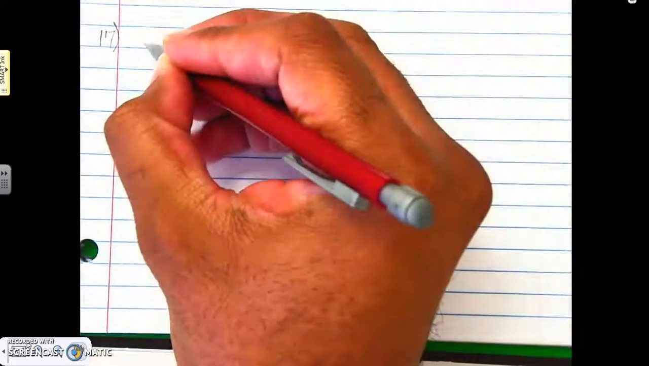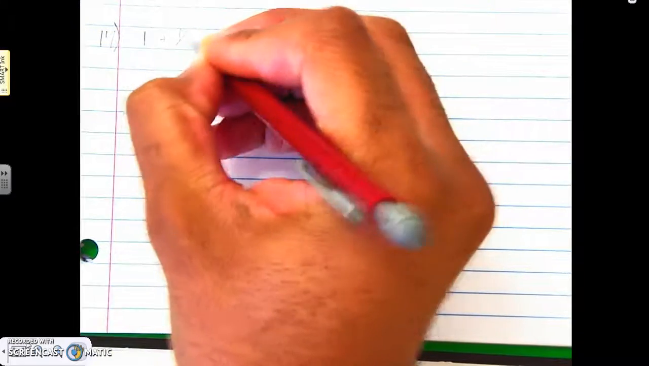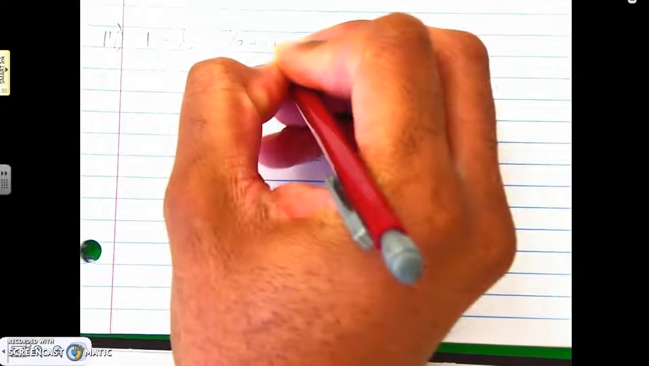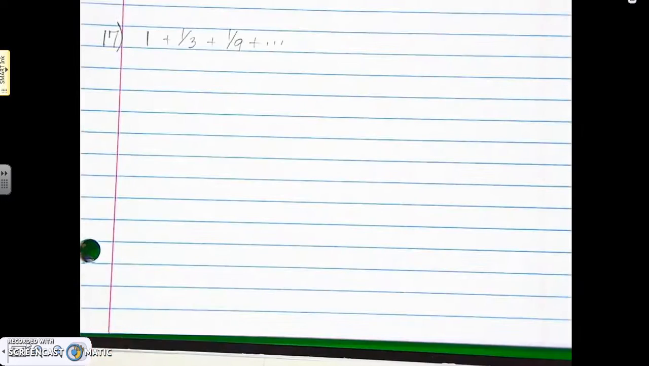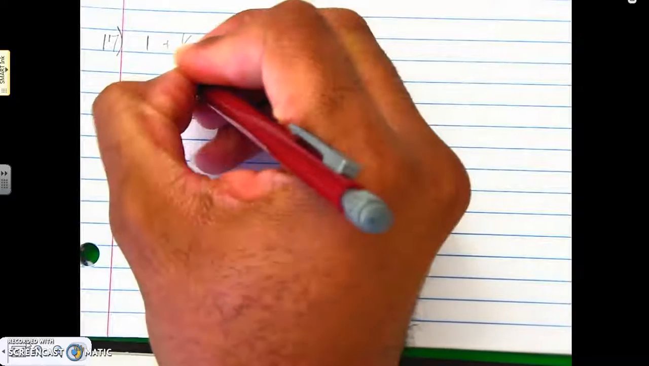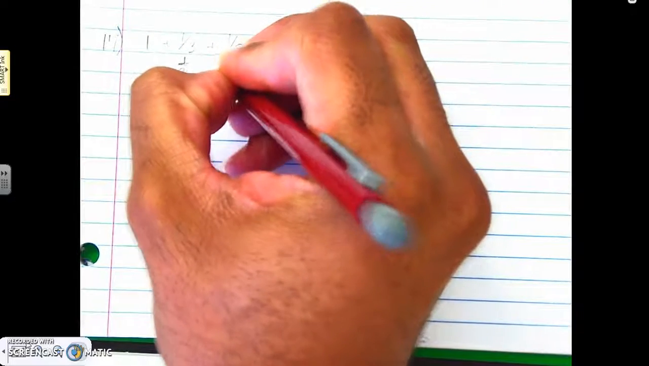All right, so let's take a look at the last two, 17 and 18. This one says find the sum of the infinite geometric series. So just find the sum of them. All right, so we have this sequence. And again, those are not y's. That's 1 over 3 and 1 over 9, for those that need to see it over again.